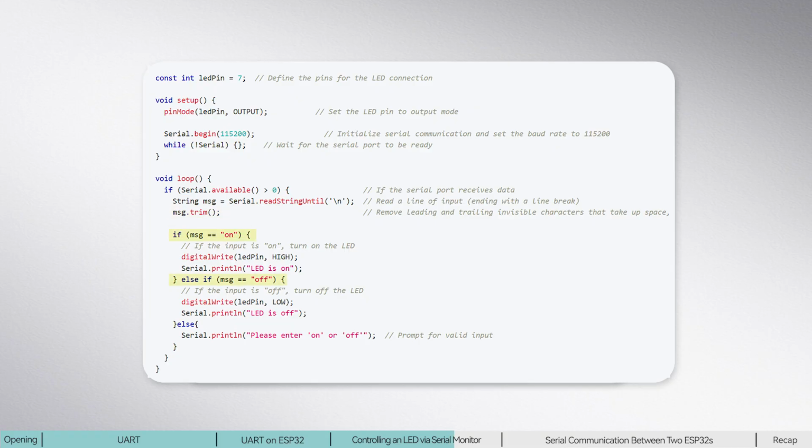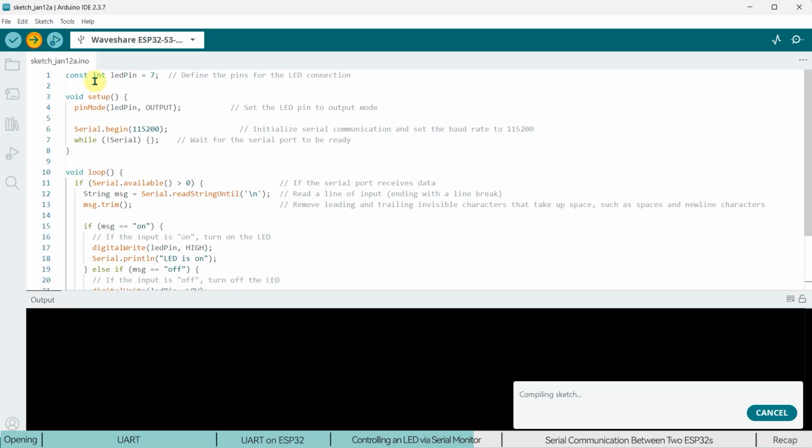Finally, we use an if else if statement to check whether the received string is "on" or "off". Execute the corresponding digital write operation to control the LED, and send an operation feedback message to the serial monitor via serial.println. Alright, let's upload the code.